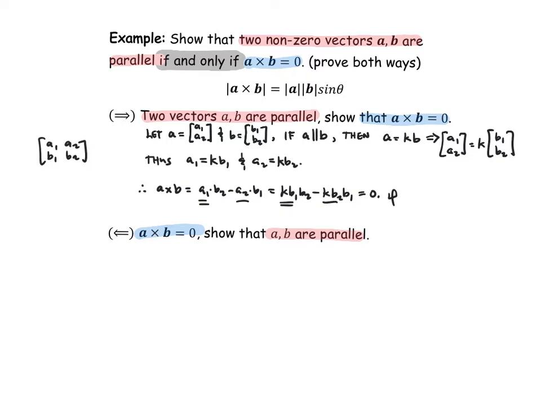Now let's go with the backward direction. And let's assume, again, that A is equal to A1, A2, and B is equal to B1, B2.